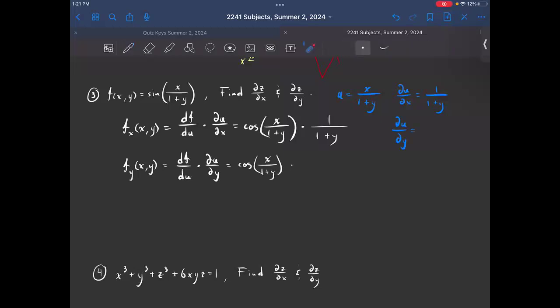And that, again, now x is constant. And so we get, by another chain rule application, minus x over 1 plus y squared. Okay, and so that is what gets put over here: minus x over 1 plus y squared. We can simplify this if we want, but I don't care to right now. All we care about is getting through the derivatives.